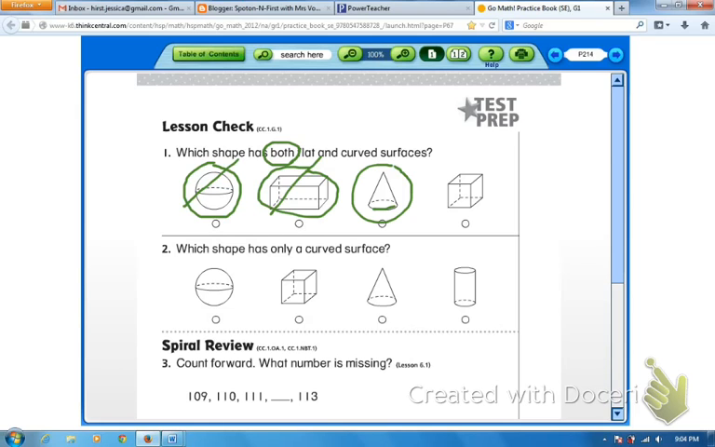Number two, which shape has only a curved surface? That would be our sphere. There isn't any flat. Even though the cone and cylinder have curved, they also have flat, and we want to know only curved.